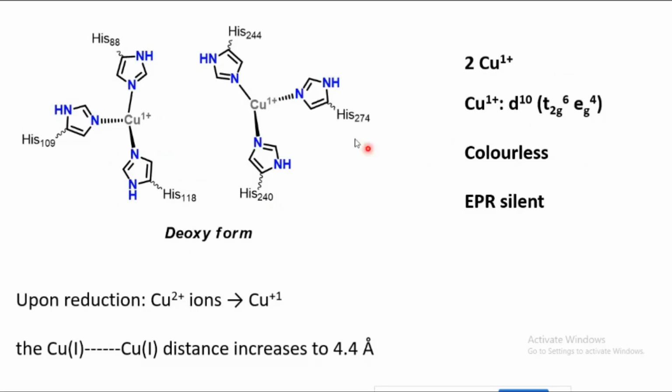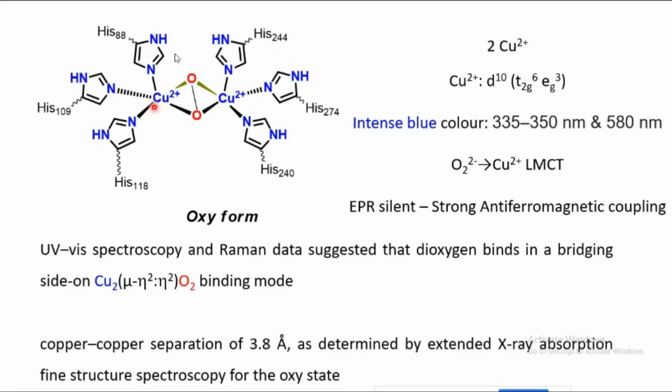So it is a reduced form of the enzyme. Why should it be reduced? In the reduced form only, the copper can easily undergo reaction with molecular oxygen, and it will produce the peroxide species. That peroxide will catalyze the oxidation of catechol. The deoxy form is colorless, and it is EPR silent. The copper distance is almost 4.4 Angstrom, as we have seen in the case of hemocyanin. Here also it has such a distance.